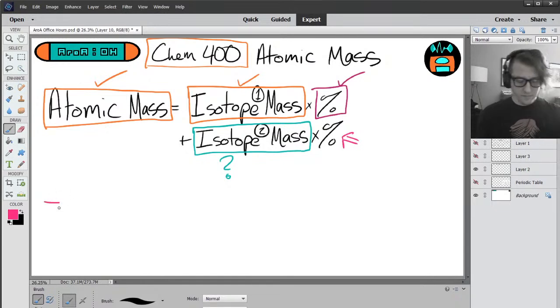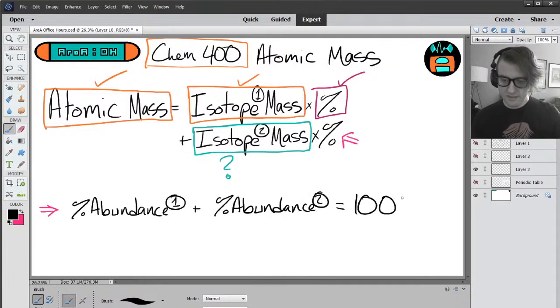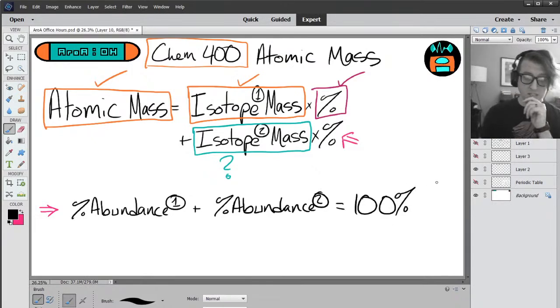And here's where you can get the percent abundance of your second isotope. You can only have 100% of anything, right? So the percent abundance of our first isotope plus the percent abundance of the second isotope is equal to 100%, correct? Because we're told in this problem that there are only two isotopes. We know this one. 100 is 100. So we can solve for the percent abundance of our second isotope.